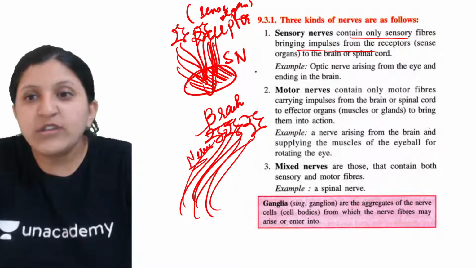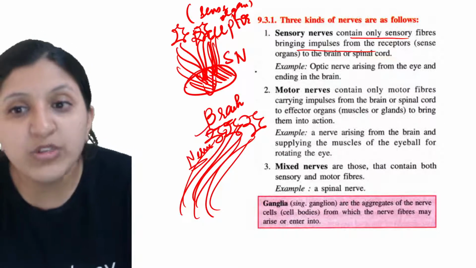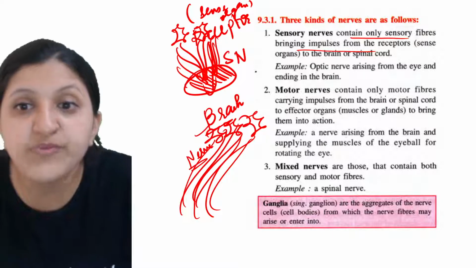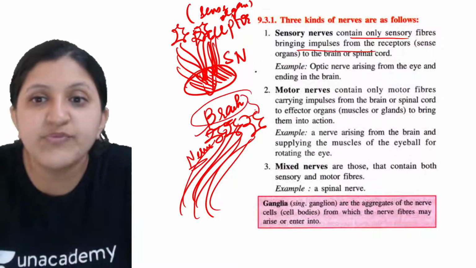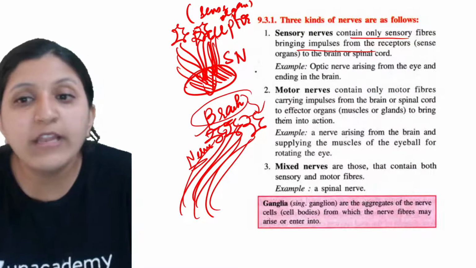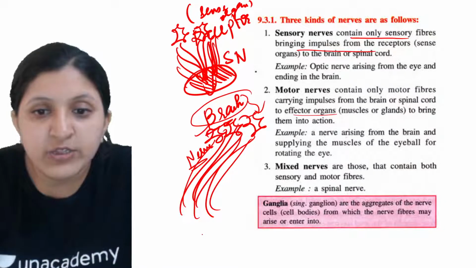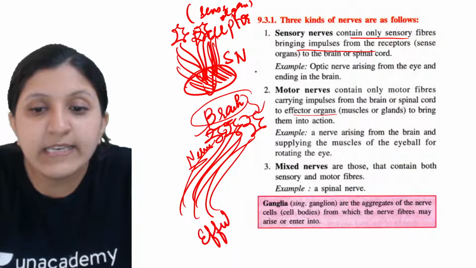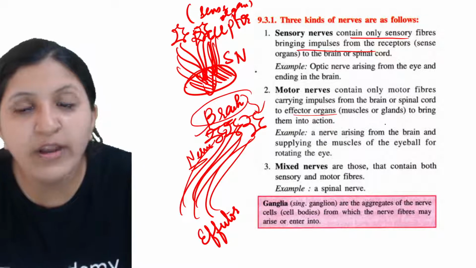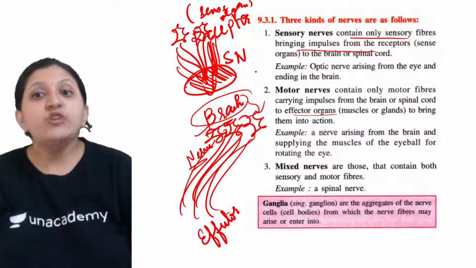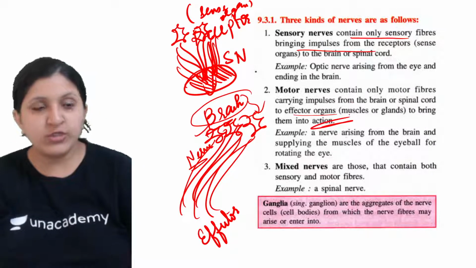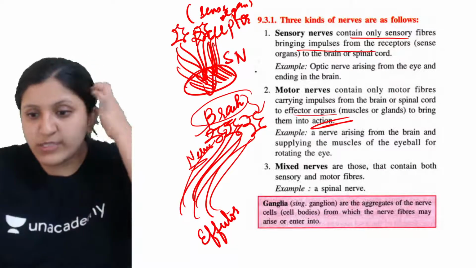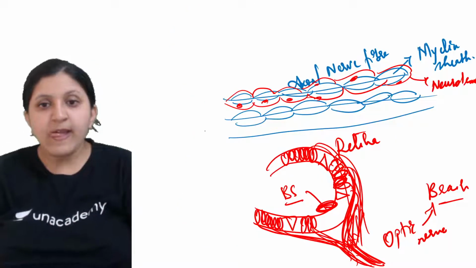Okay, so motor nerves contain only the motor fibers carrying the impulses from the brain. It is carrying the impulse from the brain or spinal cord to the effector organ. So where it is going, it is sending the impulse to the effector organ, that is muscles or gland, to bring them into action.